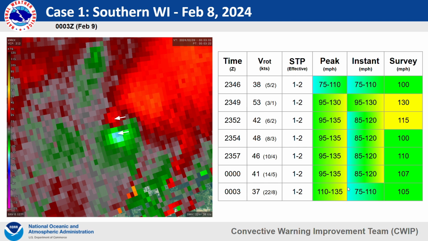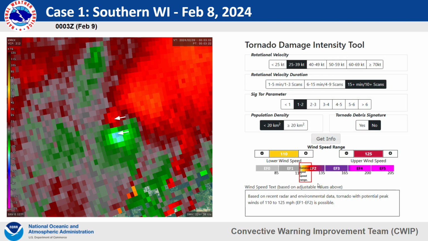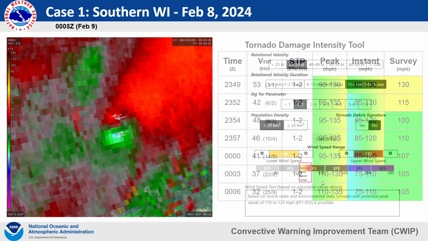But because we've had such a long duration of VROT values of 30 knots or greater, we have to recalculate the duration, which is well above that 15-minute threshold for the last slider. So we actually advance that VROT duration slider up to that 15 minutes or greater level, and that causes our lower bound estimate of the peak wind speed to jump up to 110 miles per hour. So this is what it would look like. We would enter 25 to 39 knots, 15 minutes or greater, and you'll see it concentrates that expected bin in that 110 to 125 range. So that 110 in the lower bound brought up our estimate.